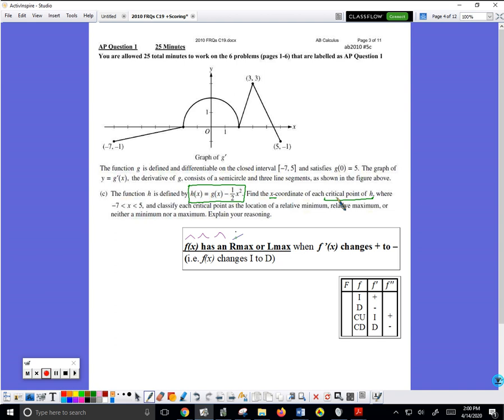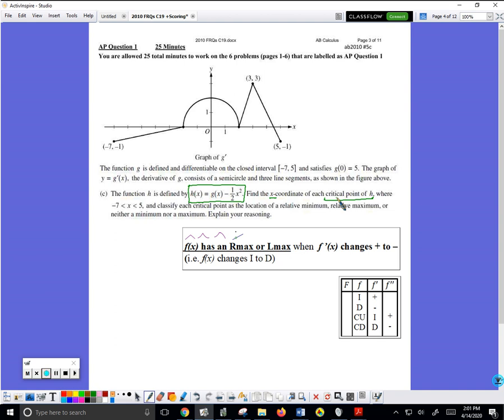H has a critical point when h prime is equal to 0. You can pull out those white notes that you were given way earlier in the year, when we thought you had everything memorized. You can use those notes now on the AP test. If you need another copy, send me an email or a text and I'll be glad to post that.